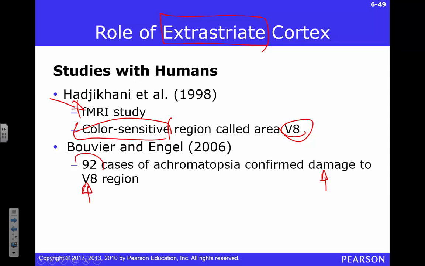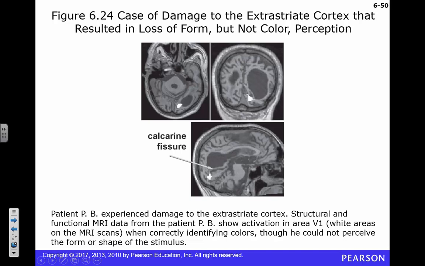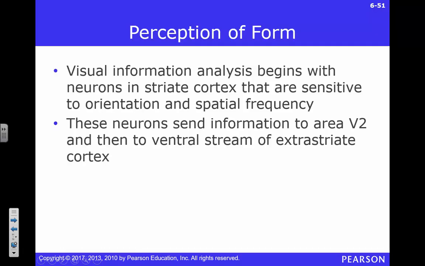And these folks did this 10 or 12 years ago. They actually found 92 people, which is a fair number for this. Those folks all had confirmed damage to area V8, and they all had achromatopsia, so they could not see color. Now you had to verify that this was not a retinal issue, right, because they could have been achromatic in that sense if they had a problem with their retina, but they confirmed that was not the case. Don't worry about this, because we need to move along just a little bit.